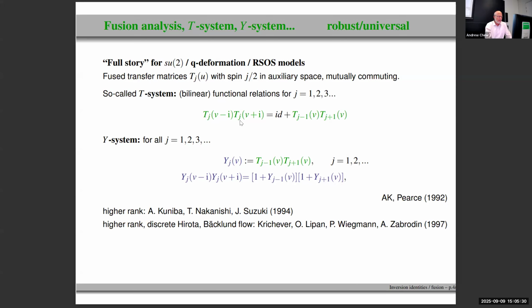So T sub J multiplied with T sub J, with spectral parameters shifted by plus minus i, is identical to the identity plus products of T times T with shifted indices up and down, and no shift in the argument. And this is a general picture, at least for these SU(2) systems. And from these relations, called the T system, one derives a Y system, and the Y system reads like that: Y times Y is equal to 1 plus Y times 1 plus Y, where the Y is just an abbreviation of the product of the T's.